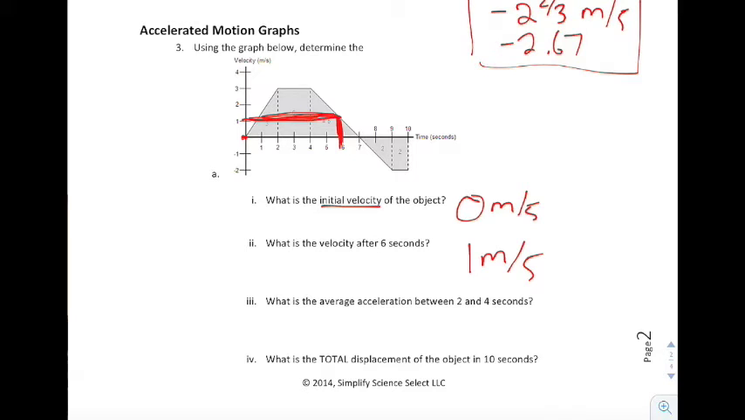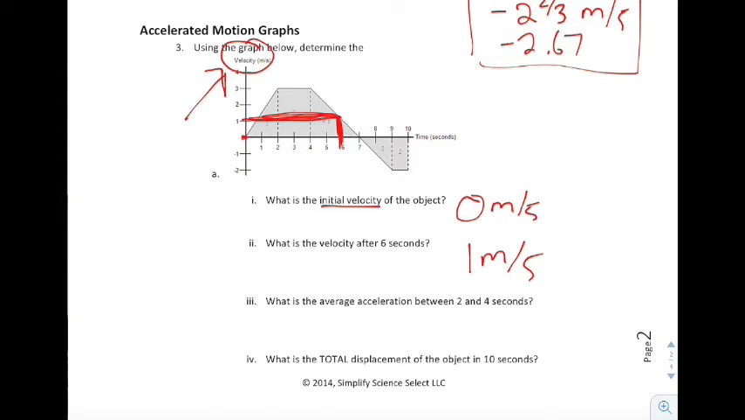Now, the reason why I can do that is because on the y-axis it is the velocity. So when I go to 1 second and go across, that's telling me what the velocity is. That's why it's really important that you always check what the value of the y-axis is. Is it velocity, is it displacement? It makes a big difference in how you interpret the graph.